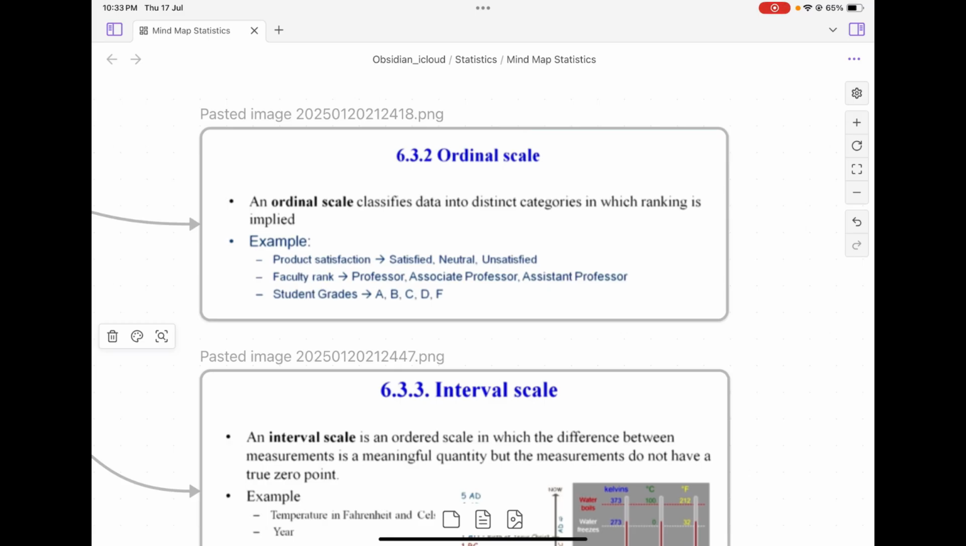And student grades, it can be A, B, C, D, F, etc. A being the highest, B second. So there is a ranking. So you can establish some kind of a ranking between this data. So all that type of data falls under the category of ordinal data.